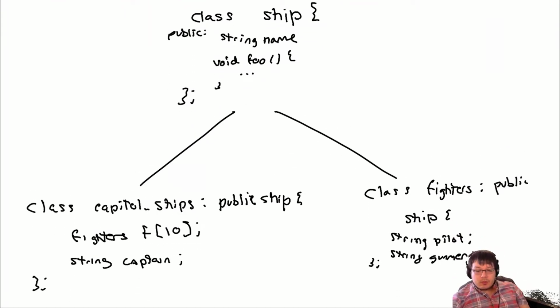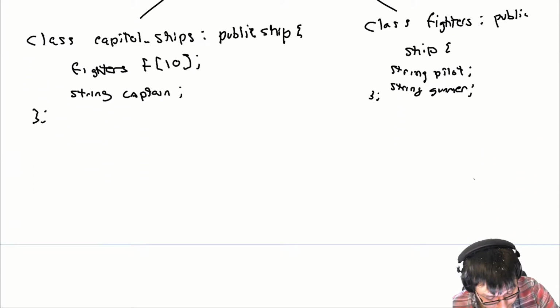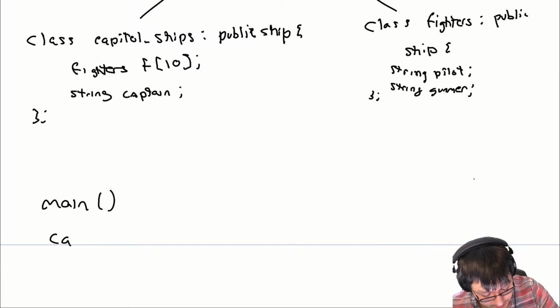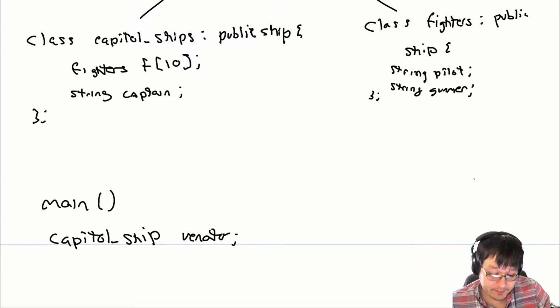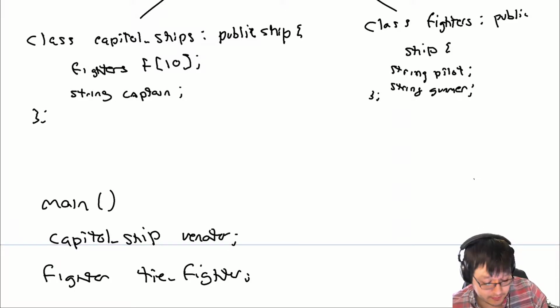But here's the thing. When I'm writing code in main, when I'm actually creating an object of these classes, if I want to make a capital ship, I can go ahead and say capital ship, and then I can say Star Destroyer. So I'll put SD for Star Destroyer, SD1. Or here, I'll just call it a Venator. I think that's one of the names. If I want to make a fighter, I can say fighter gets me a TIE fighter, and I can do this kind of thing.